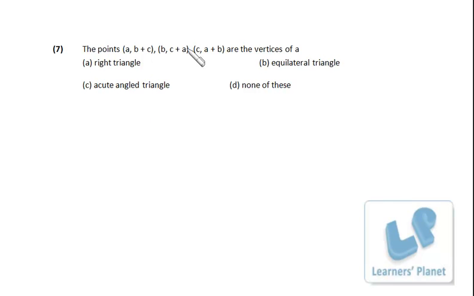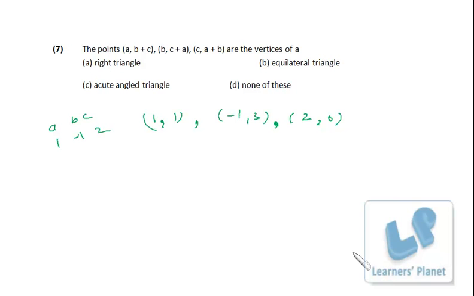Now the points are the vertices of a right angle, equilateral, acute angle triangle. Now once again we can choose comfortable values for the variables. Suppose a, b, c as maybe 1, 2, 3, or 1, minus 1, 2, whatever you can assume. So the 3 points are a, b plus c, that is 1, and b plus c, that is 1. b, c plus a, that is minus 1 and 3, and the third one is c, a plus b, 2 and 0.